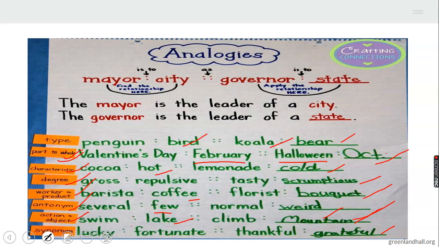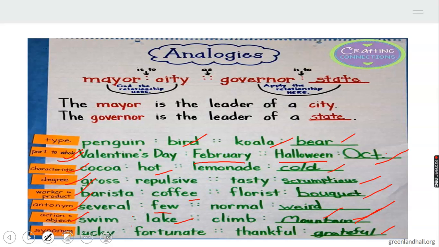Now we have antonyms. When you talk about antonyms, we talk about antonyms sometimes in our verbal reasoning class, and I told you that antonyms are words that are opposite in meaning with other words. So analogies can also be antonyms. Like several means a lot, while few means just little. So normal and weird, that's antonyms of normal. If something is not normal, the thing will be weird. That's the opposite.